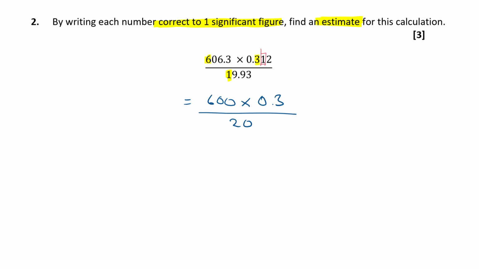Okay. So let's do the maths then. What's 600 times 0.3? That's the same thing as 60 times 3, isn't it? So that is 60, 120, 180. 180 over 20. Just cancelling those zeros out. 18 divided by 2. That's going to give me an answer of 9. Okay, so that's my estimate.